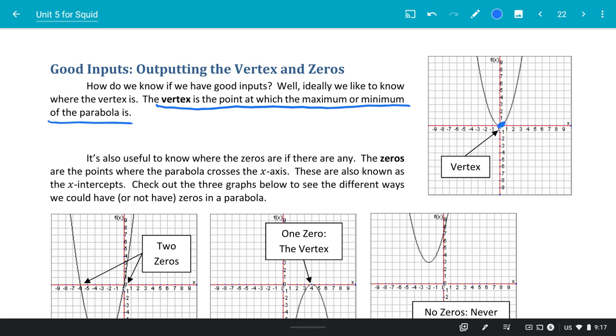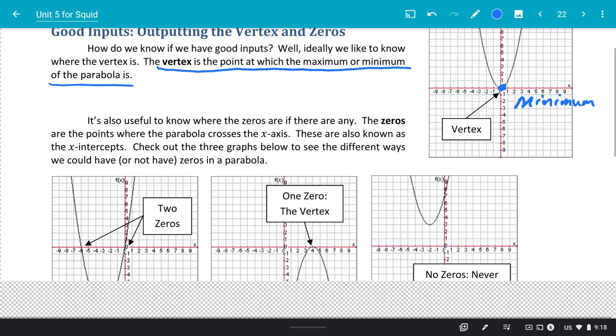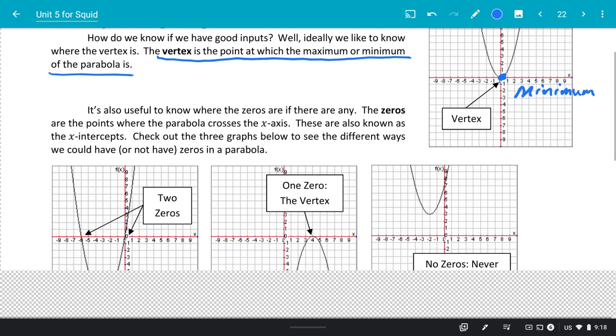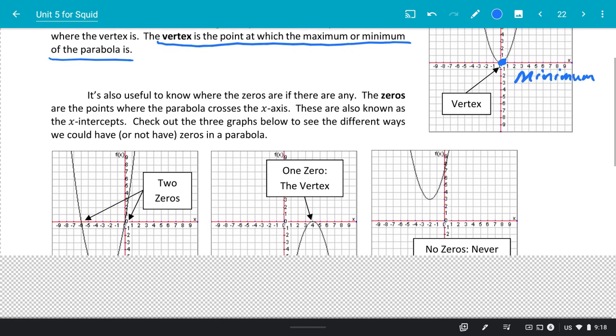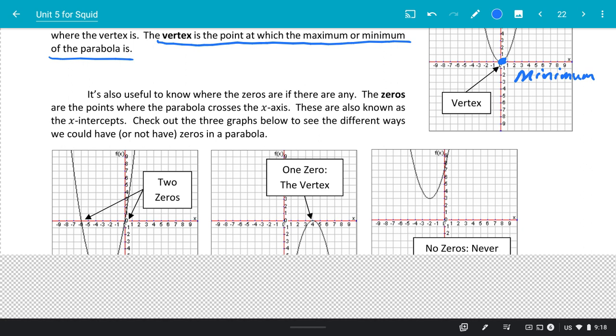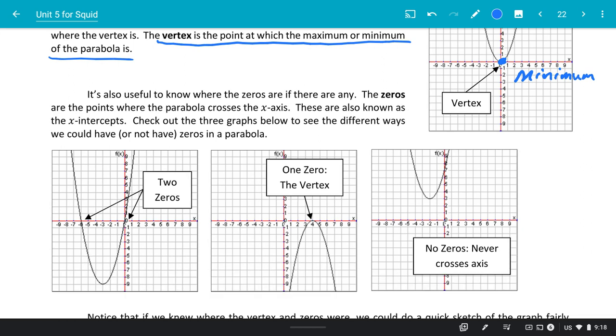Here, on the one given to us on the right, that vertex happens to be the minimum. Also known as the turning point of the parabola, when it changes from decreasing to increasing or vice versa. It's also useful to know where the zeros are, if there are any zeros. You know it's possible to have a quadratic with no zeros?